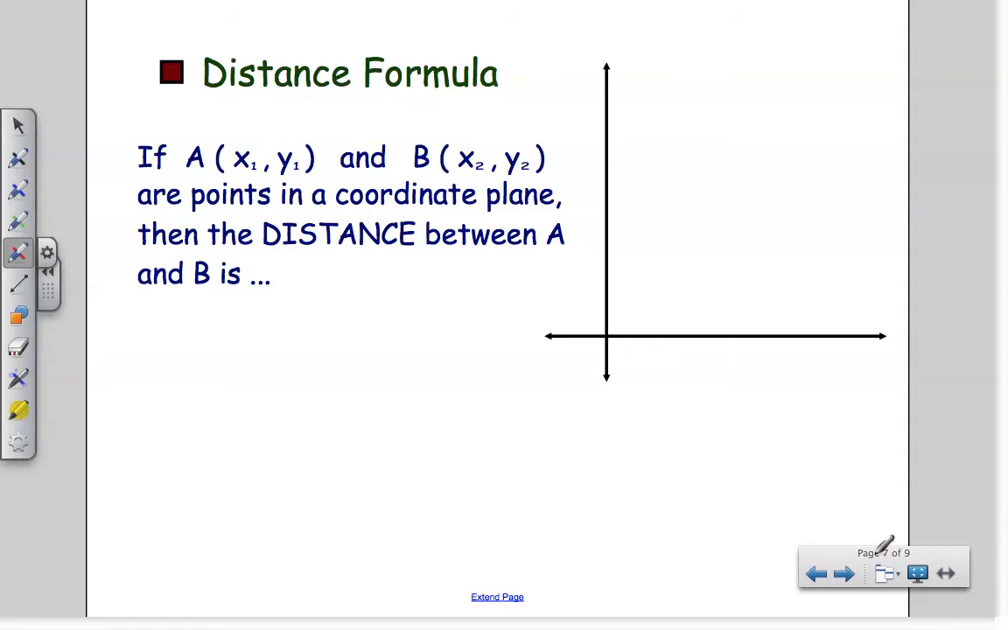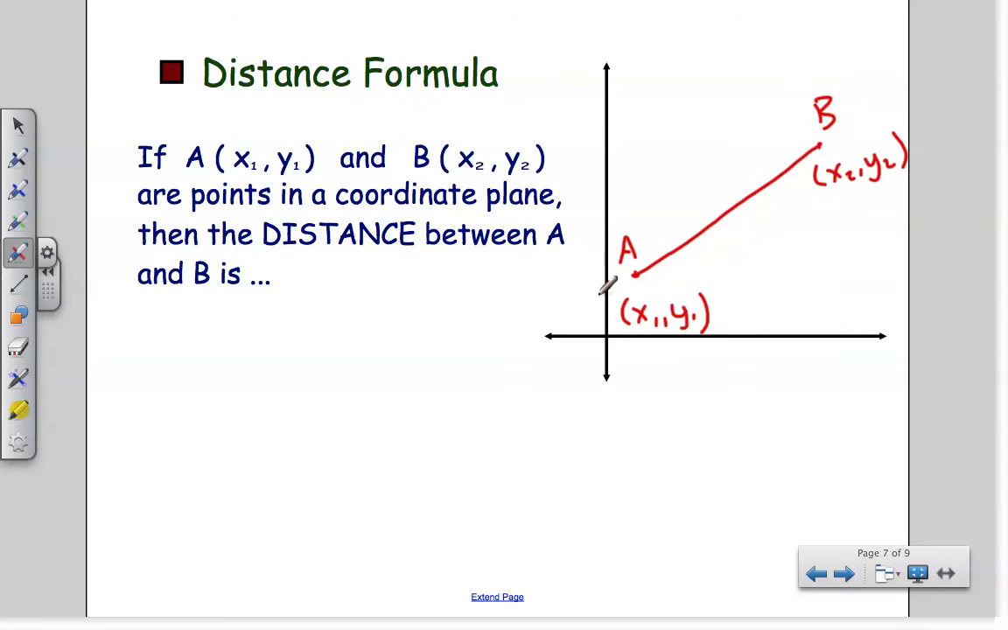The other thing we're looking at today is distance formula in a coordinate plane. Again, I have 2 points, A and B, and A is going to get those coordinates of x sub 1, y sub 1, because it's our first point. And B is going to get the coordinates of x sub 2, y sub 2, because it's our second point. I need to find the distance. I want to know how long is this line segment between A and B.